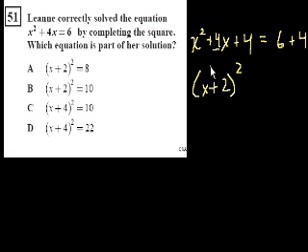And I really want you to get the intuition. Don't memorize the steps for completing the square. I want you to really understand why this is the square of half of that. And we showed it in the beginning. Square a lot of binomials and see for yourself that that's always going to be the case. Anyway, so this is x plus 2 squared, and it's going to be equal to 6 plus 4, which is equal to 10. And that is choice B.